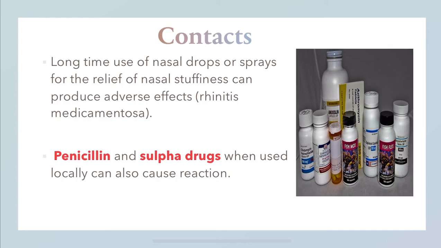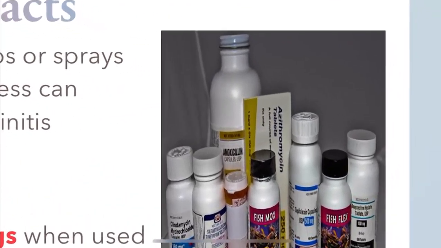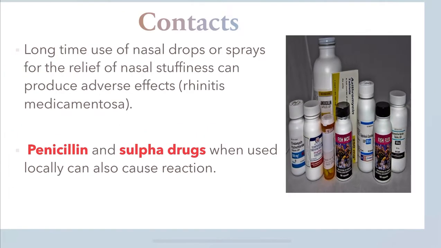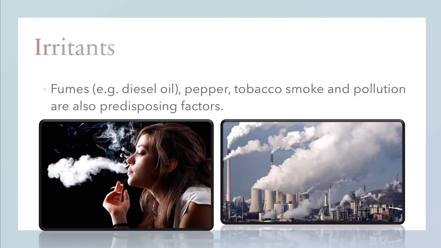Penicillin and sulfa drugs, when used locally, can cause the reaction. So these sulfa drugs, when they are used, can produce the reaction being the allergic rhinitis. Irritants, fumes, example the diesel oil, pepper, tobacco smoke and pollution are also the predisposing factors for allergic rhinitis. So people having their homes nearby to the polluted areas, the fumes, the diesel oil, tobacco smoking can also be an irritant for allergic rhinitis.